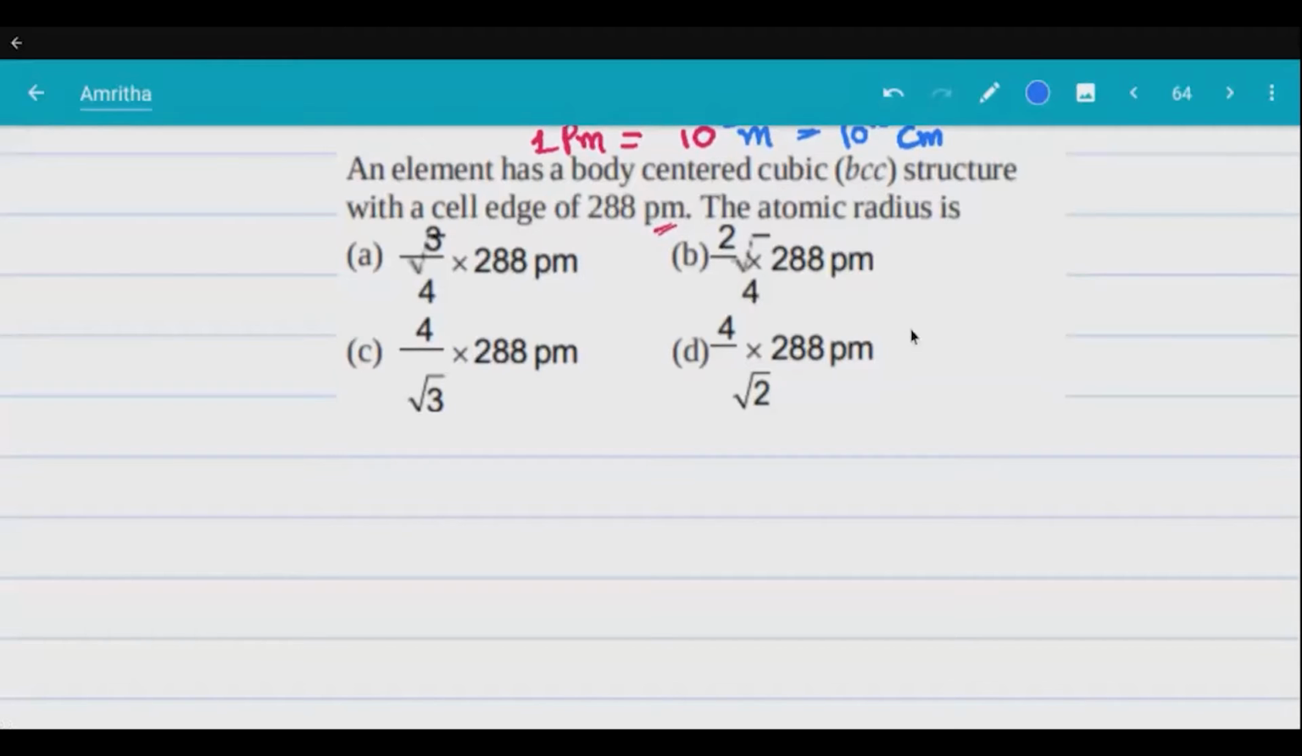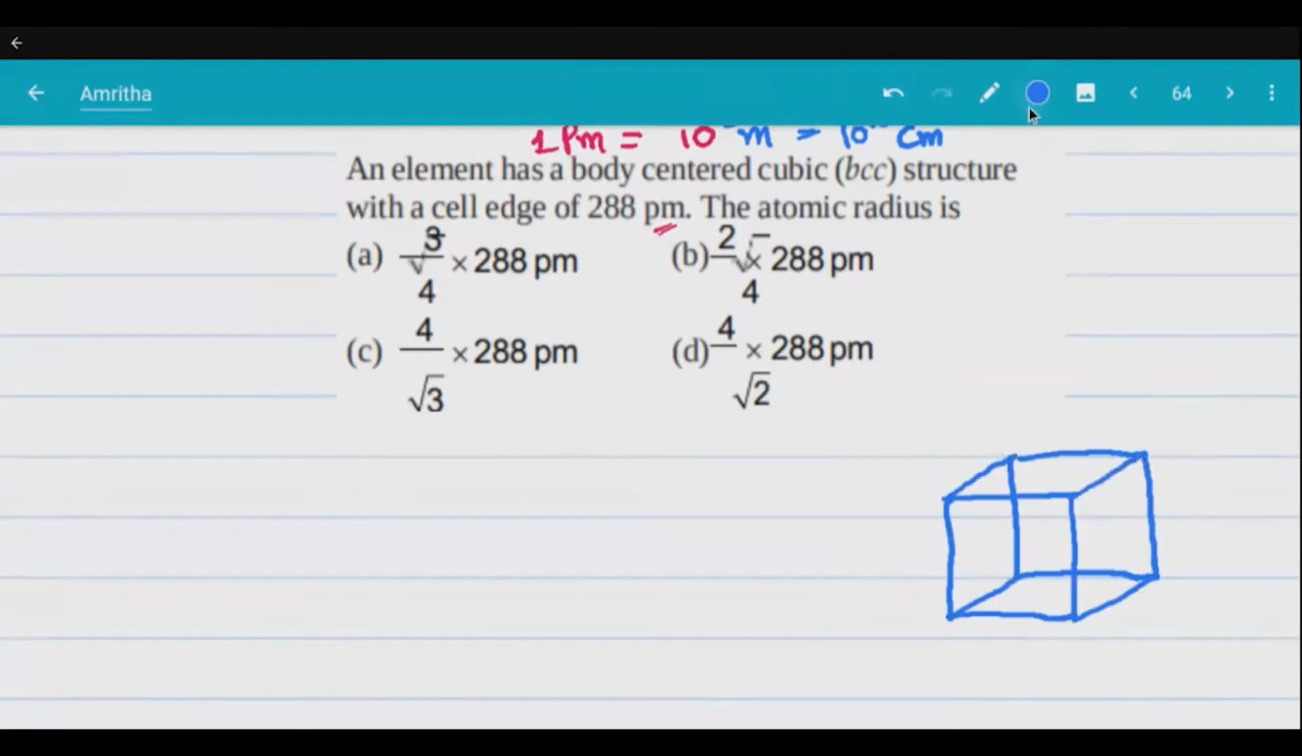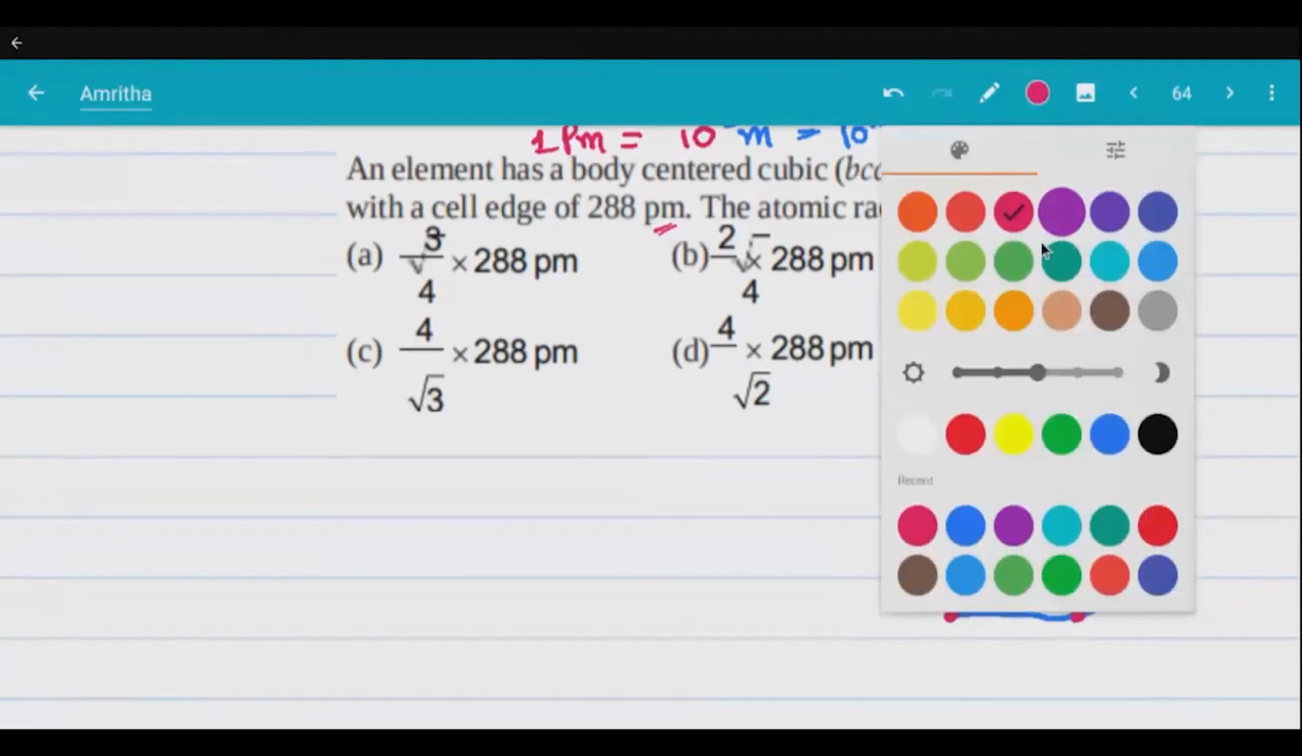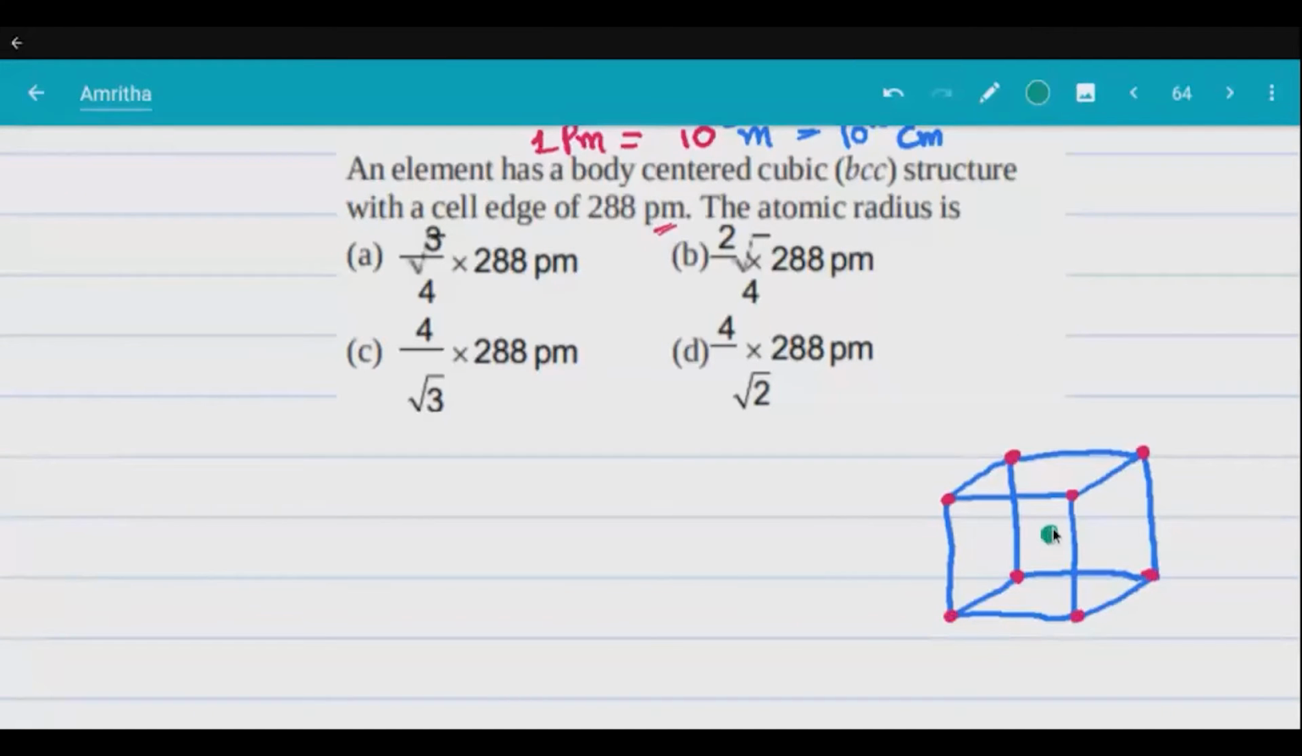Now look at BCC. What is BCC? This BCC, if I draw here, body centered cube. Corners, obviously there is a particle. Corners have particles and also the center of the body. Okay, body center.